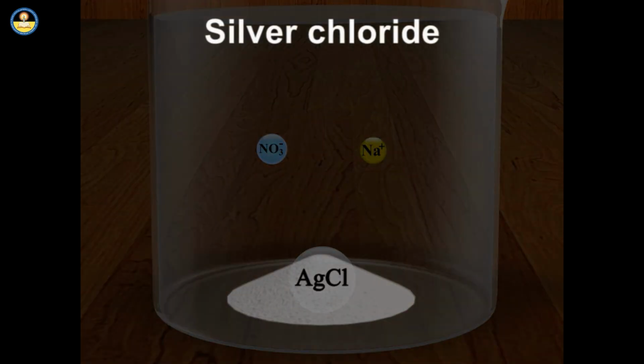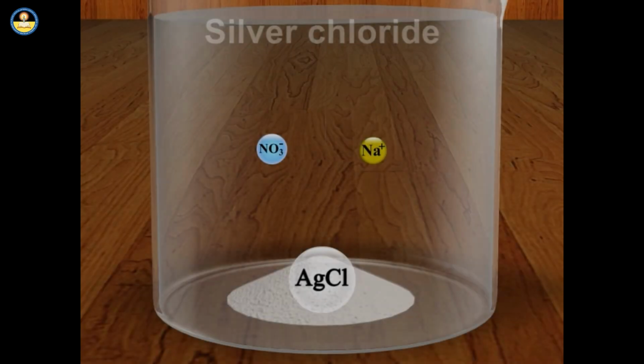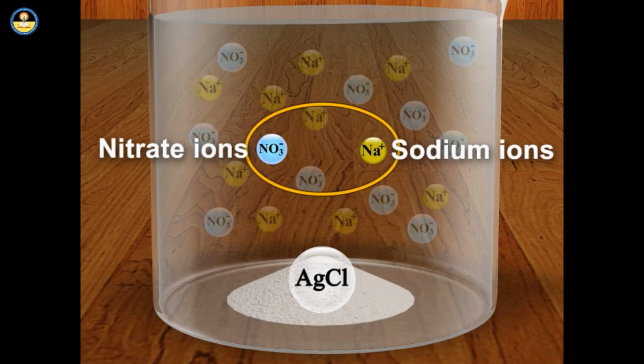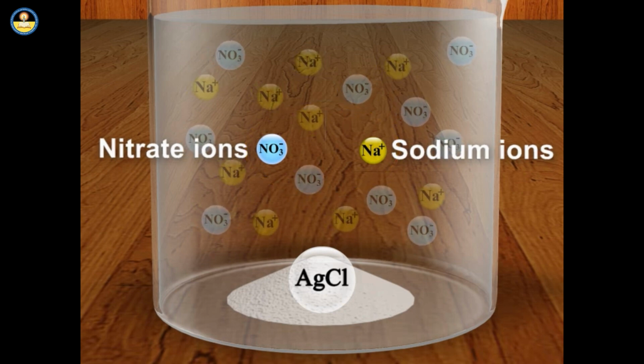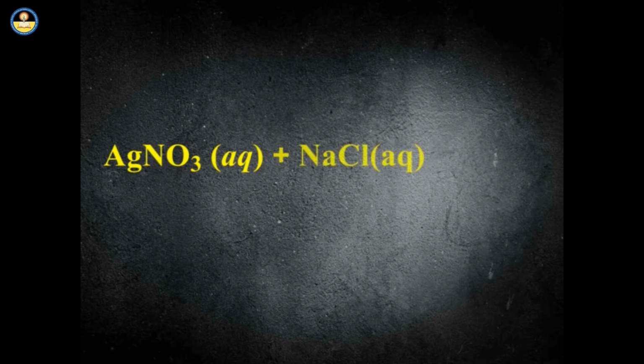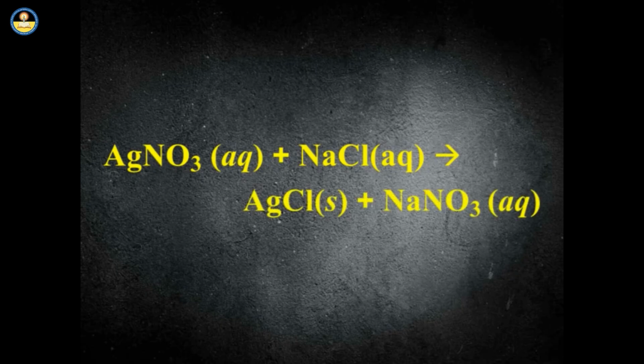Silver chloride in solid state settles as a precipitate at the bottom of the container. Only sodium ions and nitrate ions remain in solution in ionic form. We can say that sodium nitrate is present in aqueous form. So, we can say that AgNO3 in aqueous state reacts with NaCl in aqueous state to give AgCl in solid state plus NaNO3 in aqueous state.